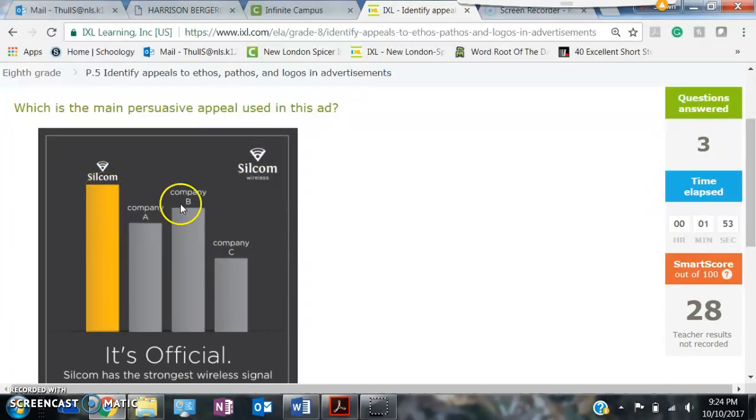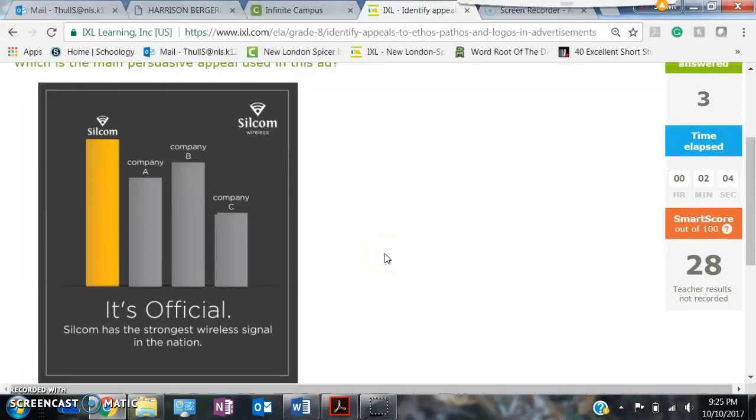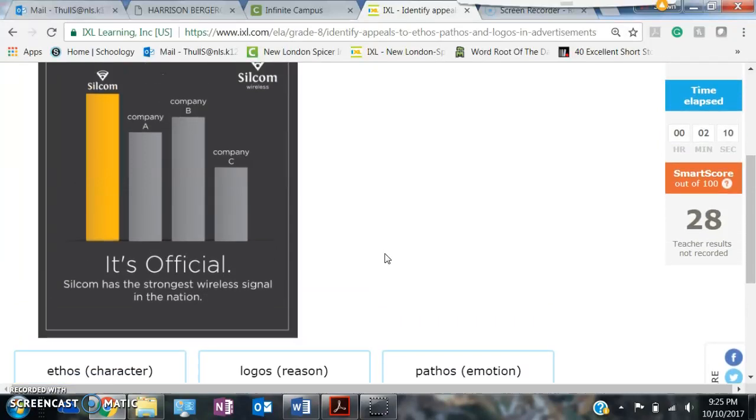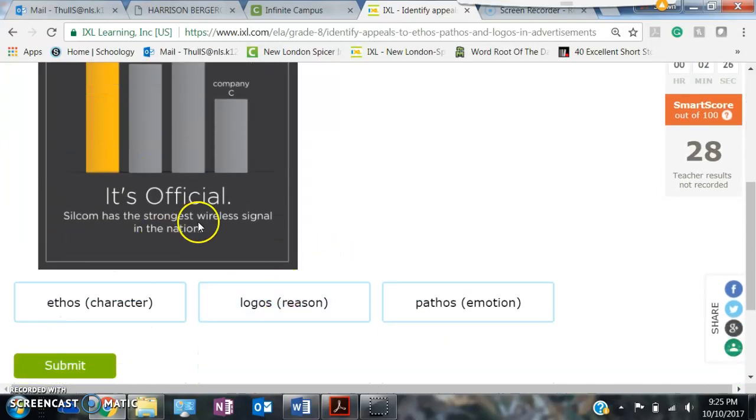Okay, so what is the main persuasive appeal in this ad? We've got a wireless company, it looks like, and they're giving us some reasons to, it's official, SOCOM has the strongest wireless signal in the nation. Okay? I'll be honest, I got this one wrong before because I thought it was character. Like, I thought that because there were other companies listed here that it was better than those and we should trust this company more. But it's actually a reason. So, SOCOM has the strongest wireless signal in the nation, which is the reason that it gives you. So hopefully I'm right this time.